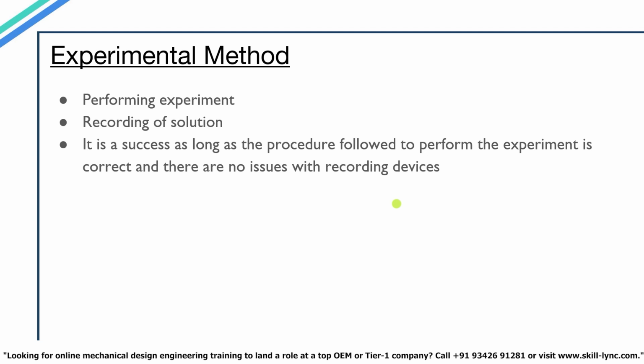Here, as the name suggests, you will carry out actual experiments and record the results to get the solution. If we take the previous example of a ball dropped from a building, then someone would have to throw a ball from a height of 100 meters and someone would have to record the time it takes for the ball to reach the ground using a stopwatch. As long as the experimental setup is correct and there is no issue with the recording device, the solution would be accurate. But even in this method, there are some issues which might arise, which we will take a look at in a short while again.